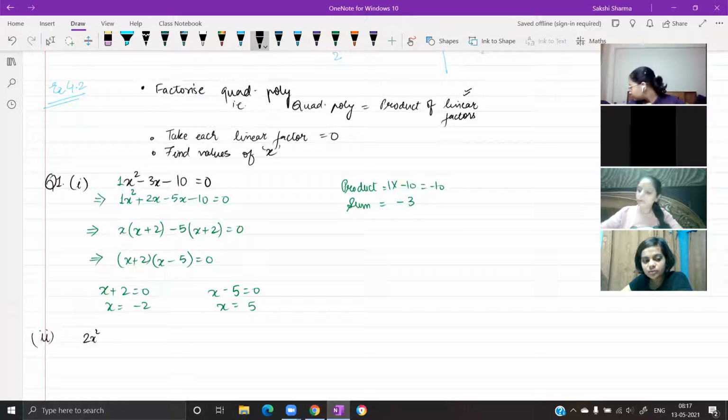Second part, we have 2x square plus x minus 6 equals to 0.